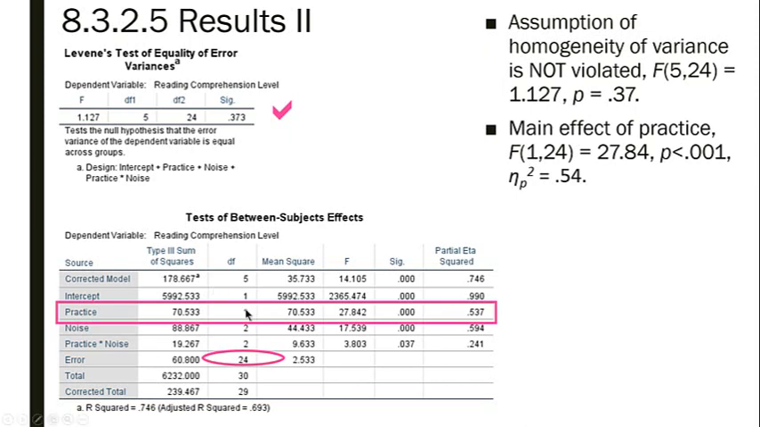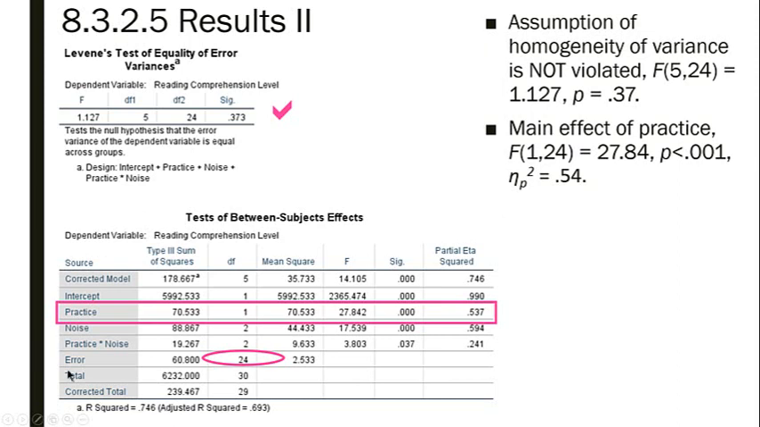If we look at that, we've got 1 numerator degree of freedom. If you recall, the practice variable was either they practiced or they didn't. So there were 2 levels of that independent variable, which means we're comparing practice versus no practice. So we're comparing effectively 2 sets of groups, which means we have 1 degree of freedom. F ratio is 27.84, so our p-value is less than 0.001, and our partial eta squared is about 0.54. So that's a significant main effect.